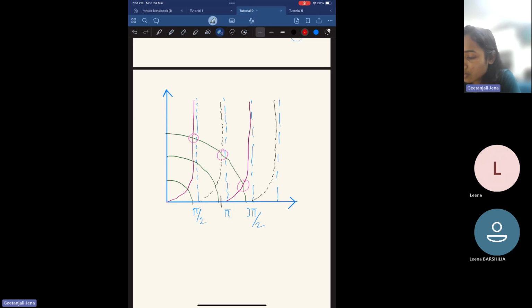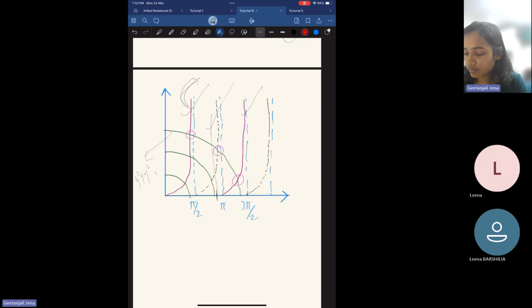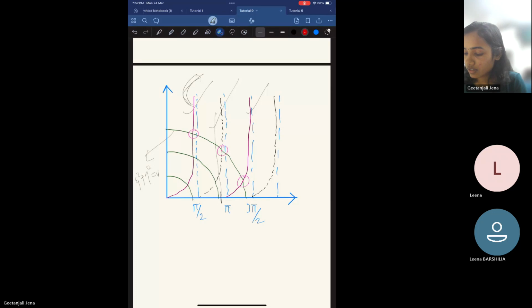Now if you look at the allowed solution in this graph, which points will be the allowed solution? The intersection points, right? So this is the solution to the transcendental equation. These are the curves, and this is the case where we have circles like zeta square plus eta square is V square. So the allowed solution is the intersection point, here and here.